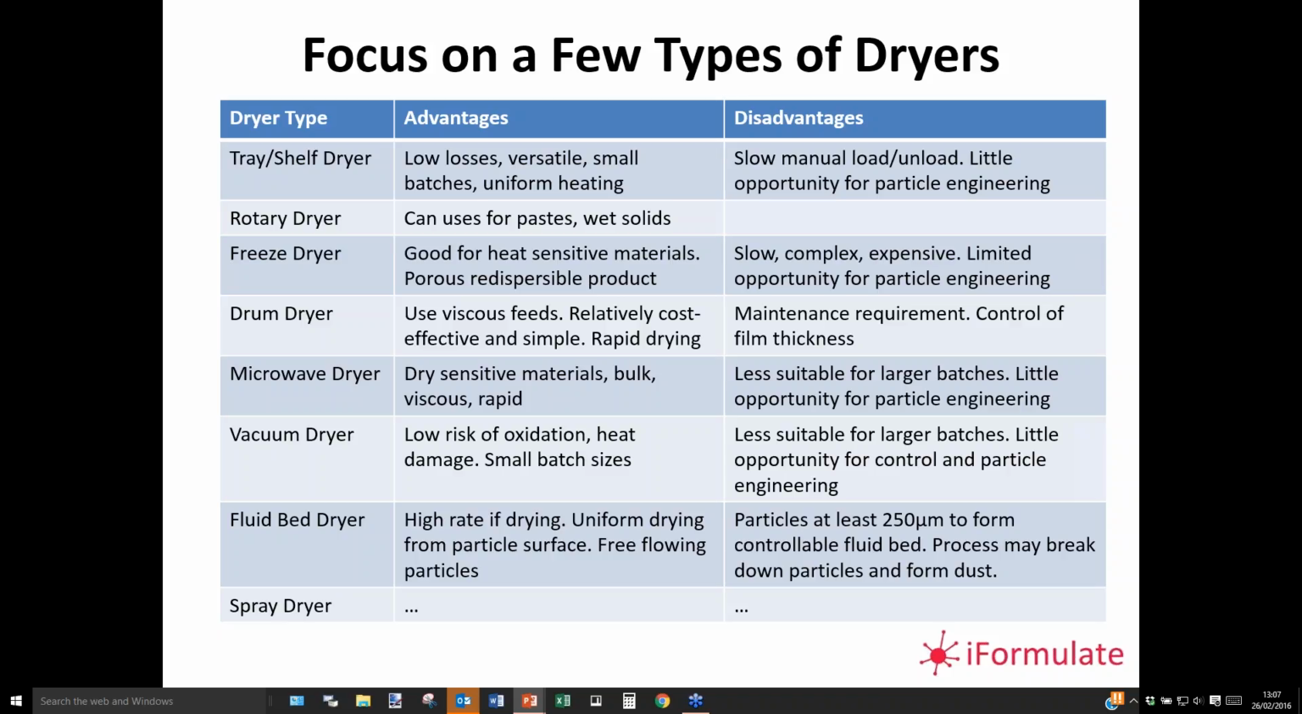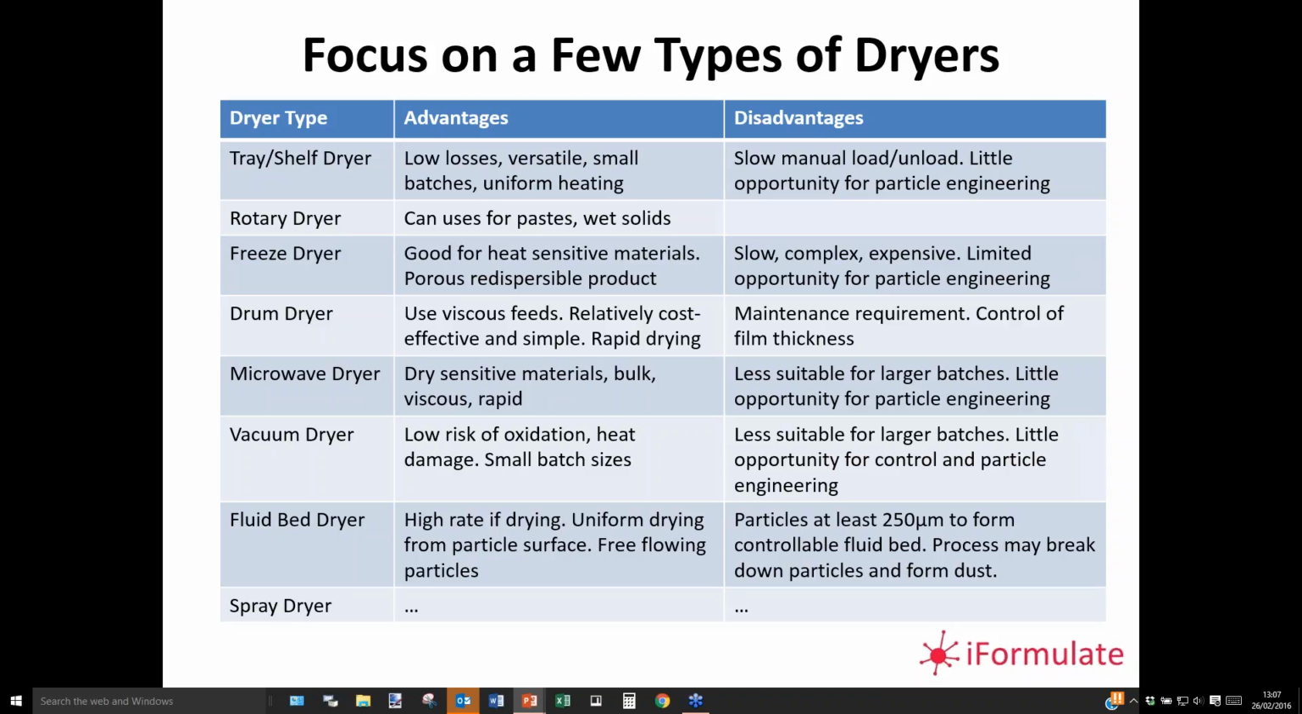Rotary drying can be used for pastes and wet solids. Freeze dryers are very good for heat sensitive materials and give you a nice porous redispersible product, but they're rather expensive and complex to control, and again you have little opportunity for particle engineering. Drum dryers are very good if you've got a viscous feed. They're relatively simple to operate and rapid, but there is some expertise required in controlling film thickness, and there can be a maintenance requirement as well.